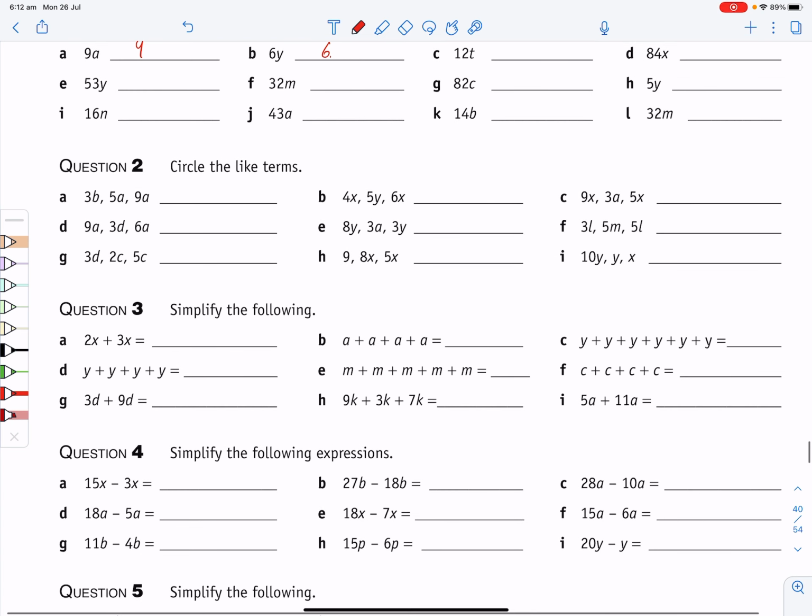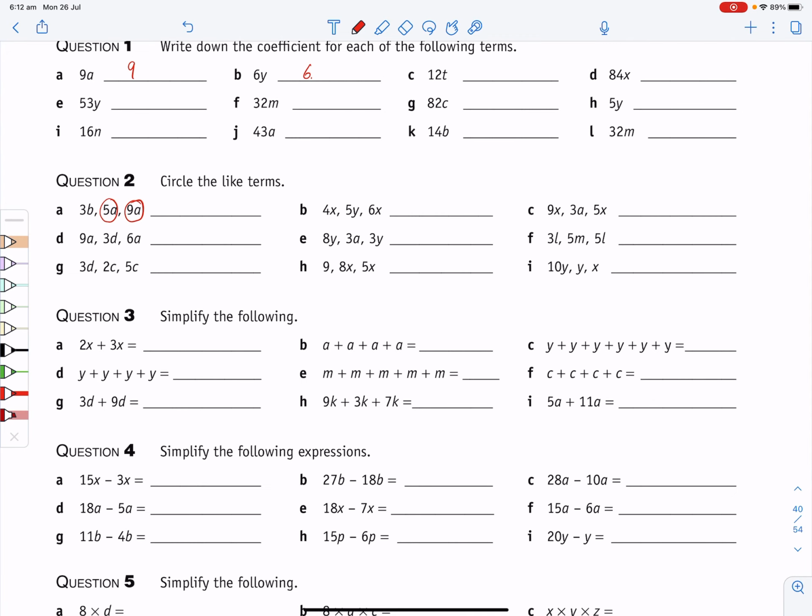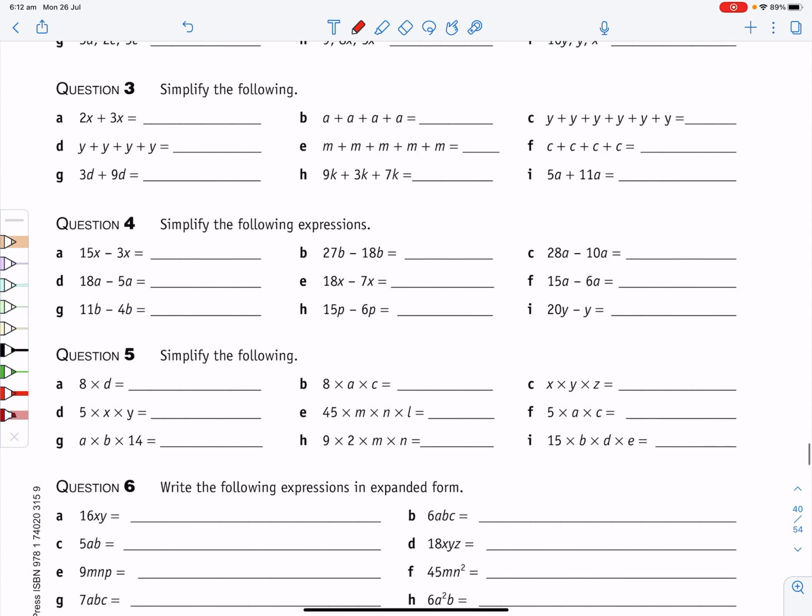Okay, question 2, circle the like terms. The like terms are going to be the 5a and the 9a. You would have done this in the previous section, so this should be fairly straightforward. Question 3, simplify the following. 2x plus 3x is 5x. Not 5x squared, that's when you're multiplying. 2 apples plus 3 apples is 5 apples. In question 3b, you've got a plus a plus a plus a. If you collect all of those together, in total we have 4a, and we're done.